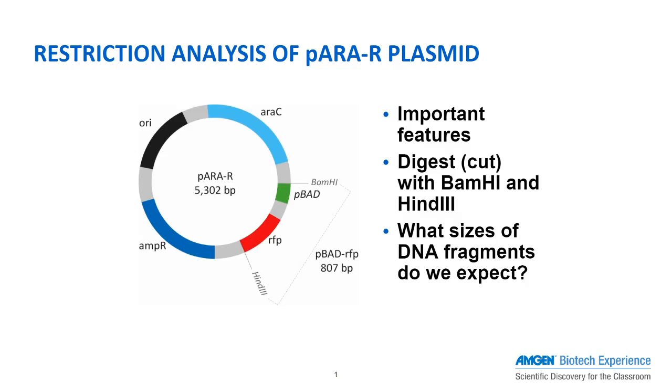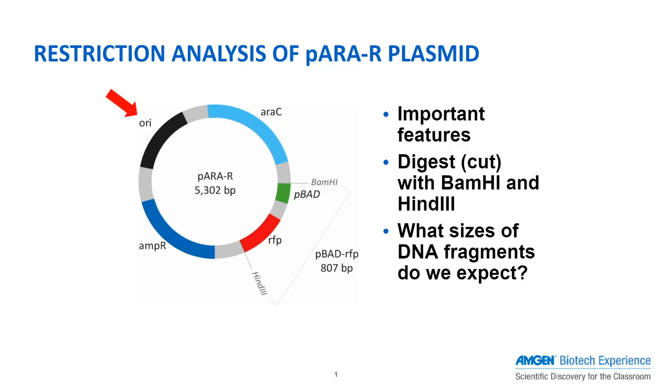During Lab 2A, we are using restriction enzymes to cleave the DNA plasmids in specific locations. For this lab, we're using the pERA-R plasmid that contains all the DNA components required to produce red fluorescent protein, or RFP. Let's review these components.